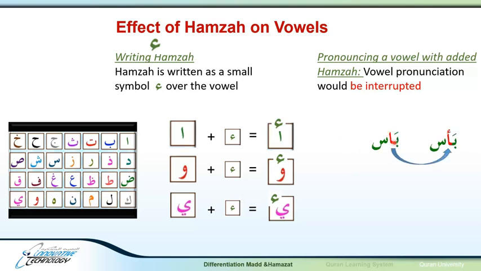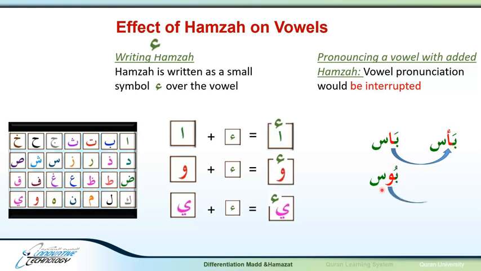Bas here is a vowel without a Hamza. If we add a Hamza, it becomes pronounced with an interrupted and shortened lengthening of the vowel. Instead of saying bas, we say bas. So this is a vowel without a Hamza, bas. And this is a vowel with a Hamza added, it becomes bas.